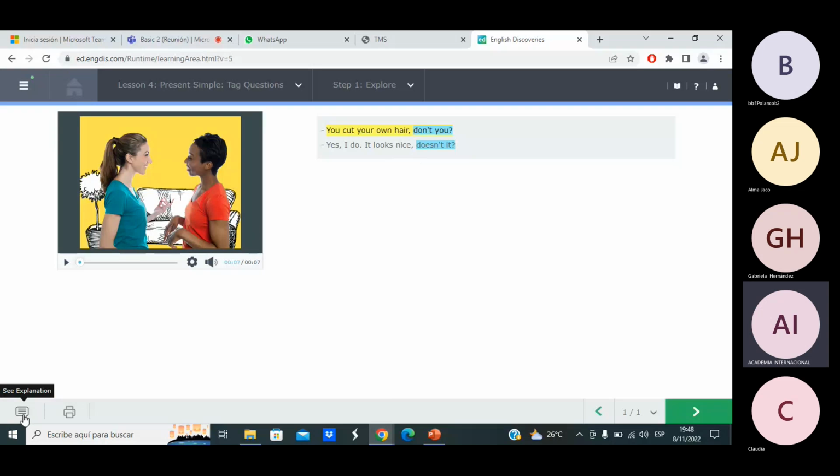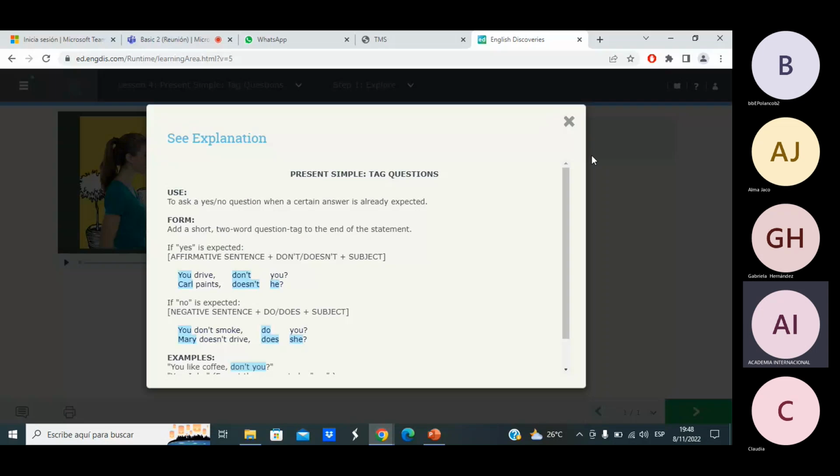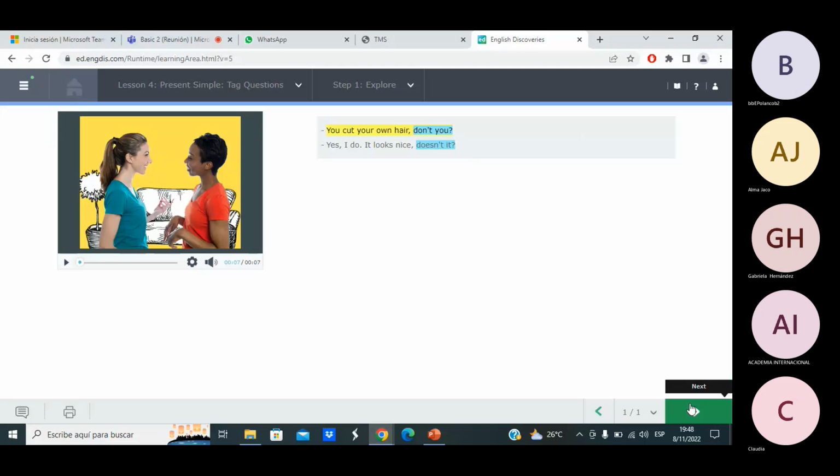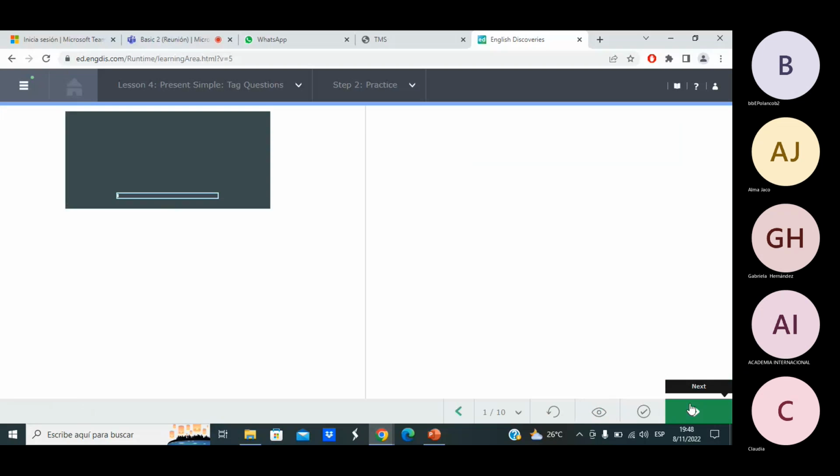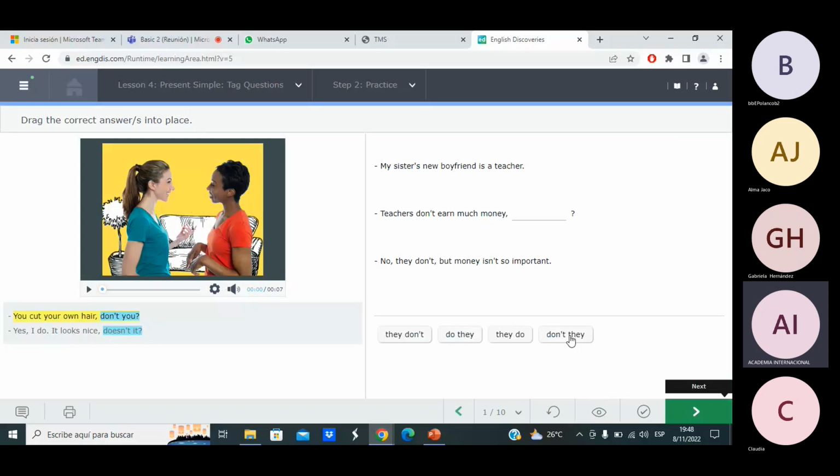Y aquí es prácticamente lo mismo. Todo esto es lo mismo que he estado explicando. Okay, we are going to make these exercises here. Just help me out a little bit. We just need to read the instructions. Drag the correct answer into place.